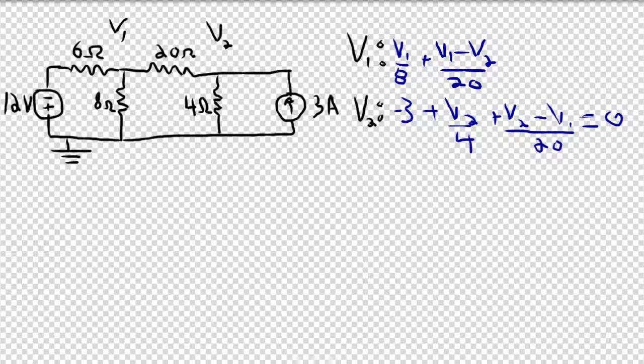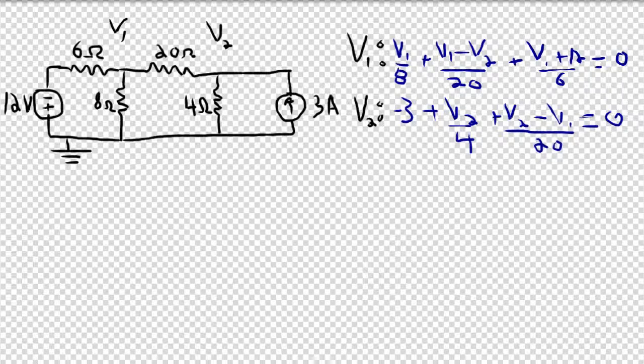And then for the branch with the current source, it's pretty much the same thing. You just have to remember that now this part of the branch isn't 12 volts higher than 0, it's 12 volts lower. So it's V1 minus 12. So that's going to be plus 12 over 6. And that's equal to 0. See, I told you it was just a minus sign. And so, now those are your two equations, and you can go about solving those however you want.